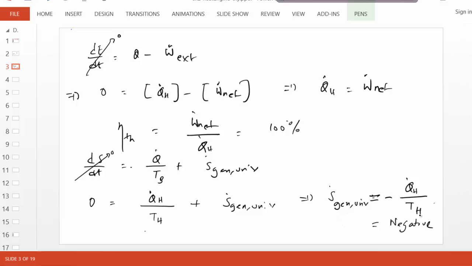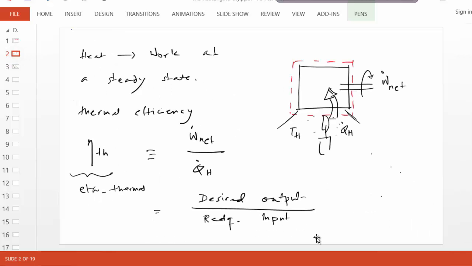Second law says friction cannot be negative. In other words, it's a measure of friction, and negative S dot gen is forbidden by the second law. So even without opening up this black box, you can say this is impossible. This is an impossible engine. Sure enough, a lot of inventors come up with such engines, and this is known as a perpetual motion machine of the second kind, second kind because it violates the second law of thermodynamics.